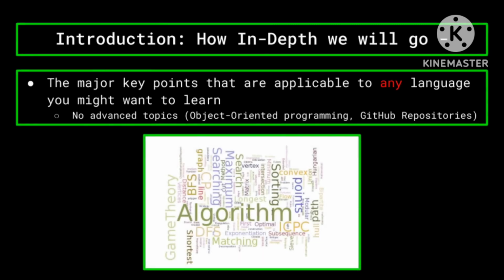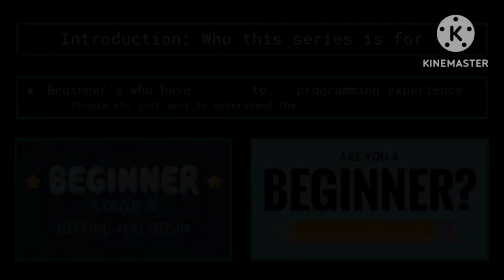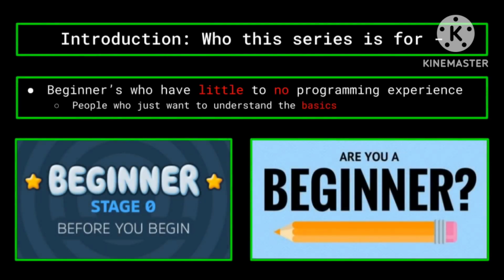We'll only be covering the major key points that apply to all programming languages, so we'll be shying away from topics such as object-oriented coding and command line navigation, as those are things which are language-specific. Additionally, there will be no software required for you to download in order to follow along with this tutorial, as we won't be writing any code in an IDE to keep things simple and concentrated. This video is meant for those who are interested in computer science and programming, but have no idea where to start and have little to no background information on coding.